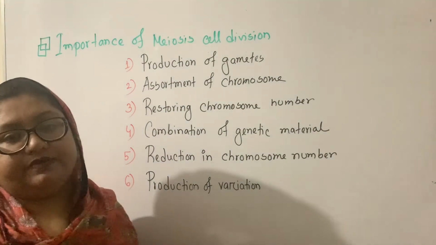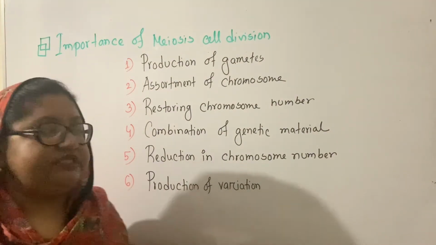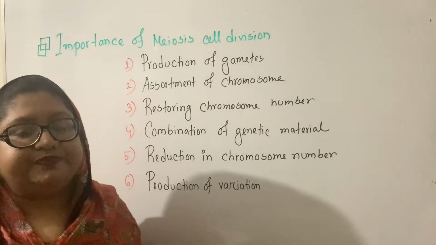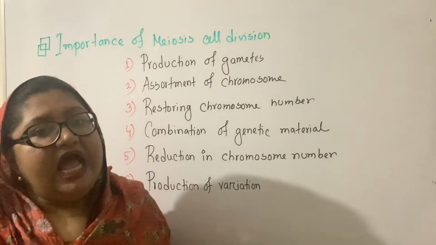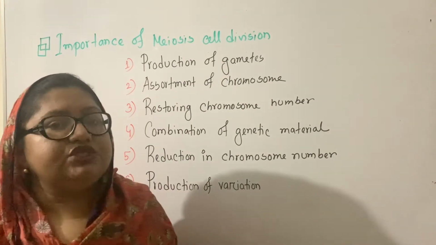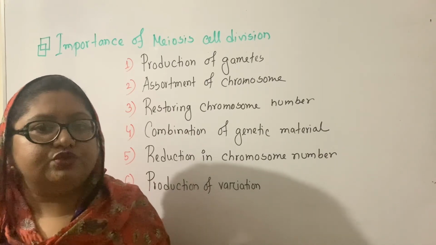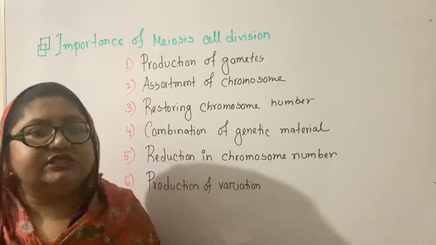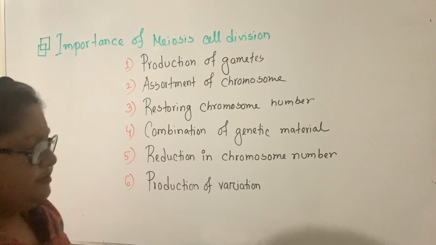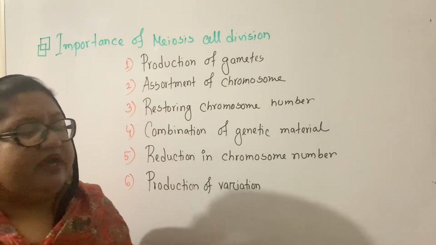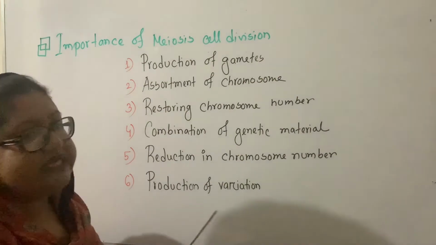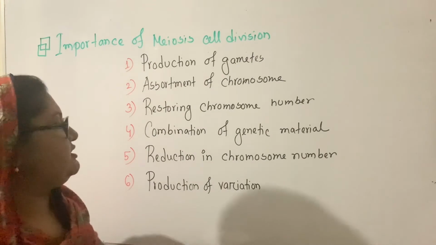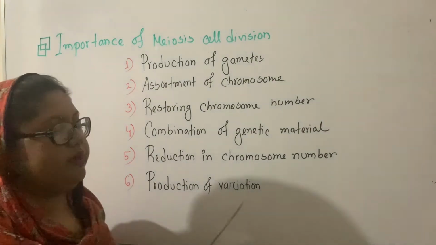Combination of genetic material. Due to meiosis cell division, the crossing over takes place in prophase 1 of meiosis 1 cell division. And due to the crossing over, different parts of chromosomes or chromatids are exchanged between themselves, and it occurs between the non-sister chromatids. And due to this, the combination of different characteristics occurs, and thus the combination of genetic material occurs due to meiosis cell division.